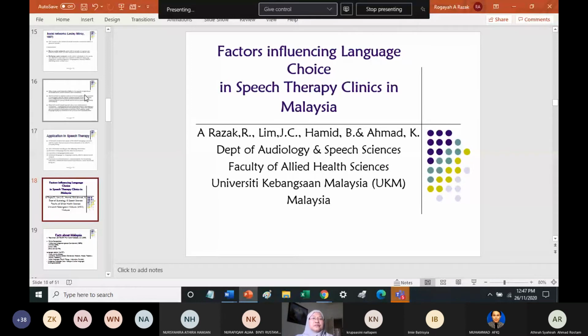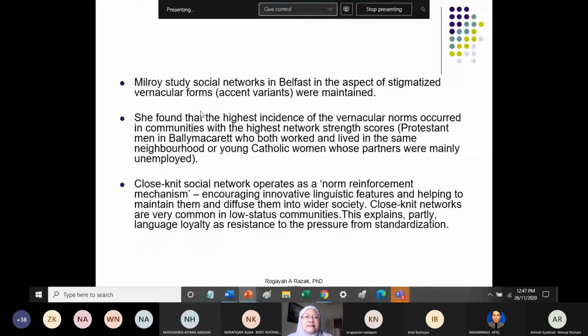So Milroy studied social networks in Belfast in the aspect of stigmatized vernacular forms. Accent variants were maintained. As the professor just now had spoken in the video, the thing with dialects is that there are prestigious dialects, and then there are dialects which are low prestige. How do I say it's prestigious? Because it's high socioeconomic status. That means wealthy people, rich people, you know.